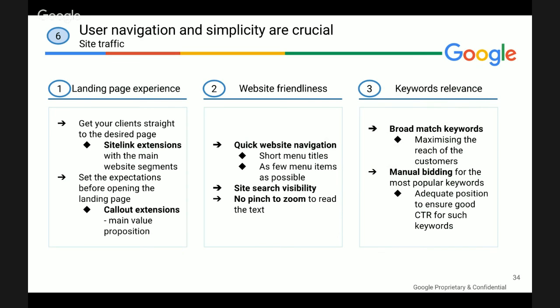Website friendliness: a quick and very short menu with big buttons so that people wouldn't need to zoom. The site should have search so that people wouldn't get lost, and easy call to action buttons.